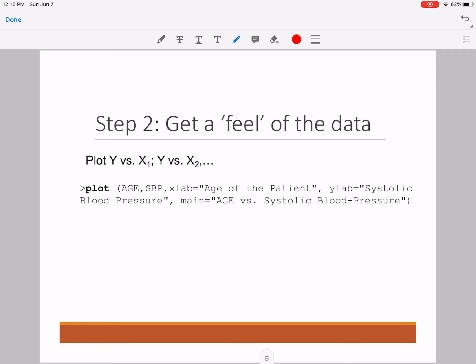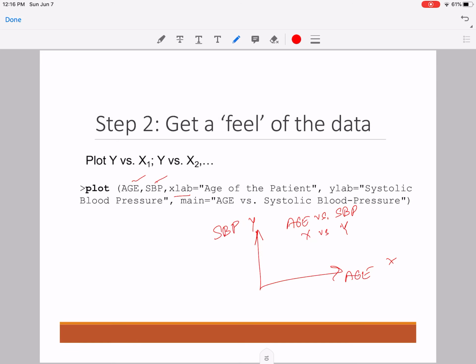Step 2 is to get a feel of the data. And to get a feel of the data in R, you just use one function, which is called plot. So if I want to plot age versus systolic blood pressure, where age is on the x-axis and systolic blood pressure is on the y-axis, then I'm going to use plot in this manner. So this plot is going to give me age versus systolic blood pressure. It's x versus y. So age is going to be my first item. Systolic blood pressure is going to be second.